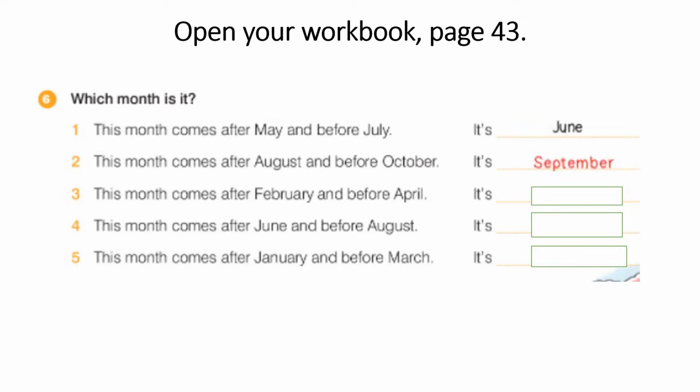It's September. After February and before April is March. After June and before August is July. After, dakle poslije, January and before, prije March is February. So stop the video and check.